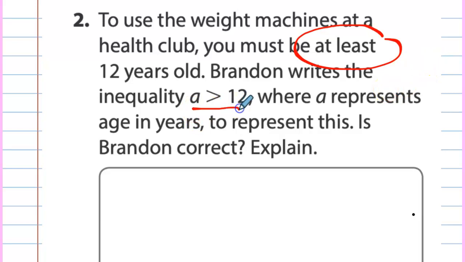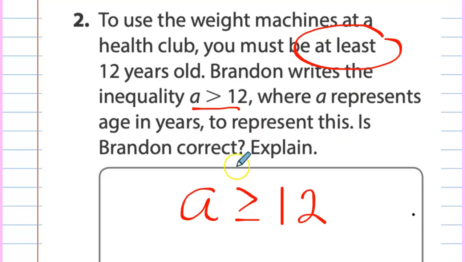So if this is what Brandon wrote, that was almost correct, but missing something. If he just says A should be greater than 12, then 12 should not be accepted. But here it means that 12 is accepted. So the correct answer should be A greater than or equal to 12, because 12 will be accepted for this scenario. You could explain it in a way that you understand, as long as it means that 12 should be accepted as the age requirement. All right, let's move on to the next question.